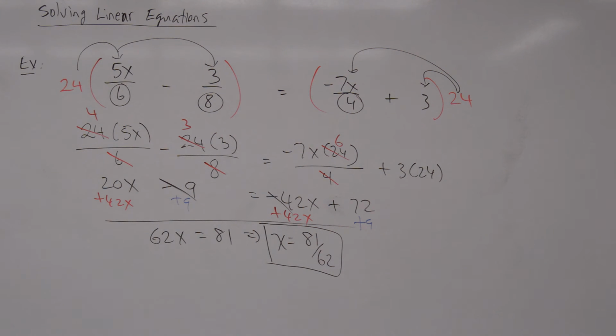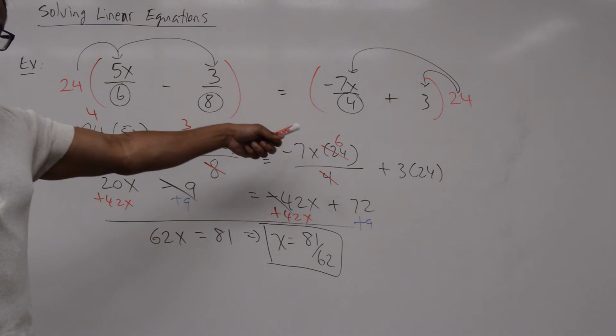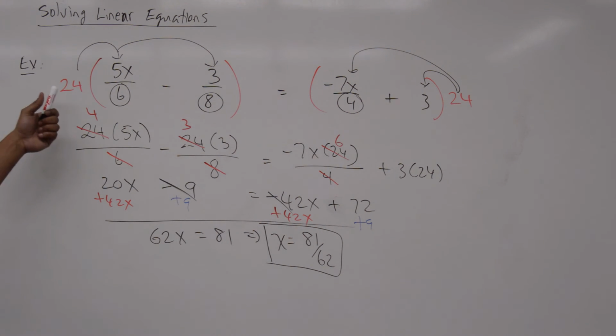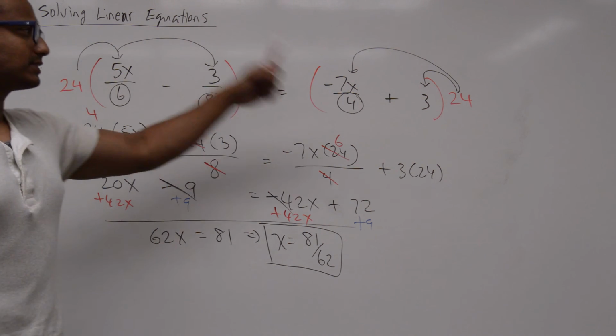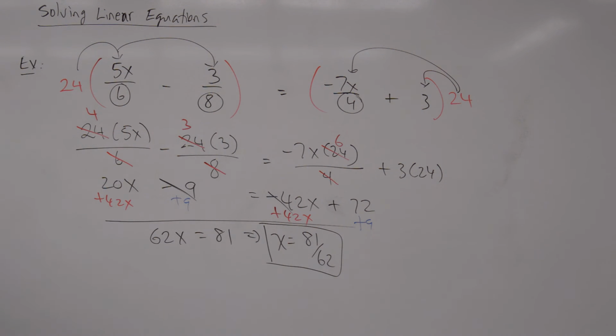Okay, so the key here is, if you have a rational equation, one with fractions, you can eliminate the fractions by multiplying both sides by the LCD, the lowest common denominator.